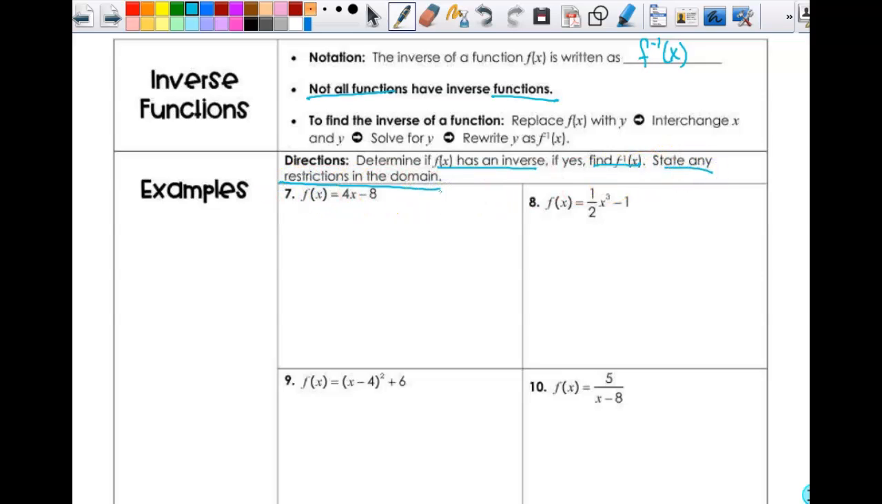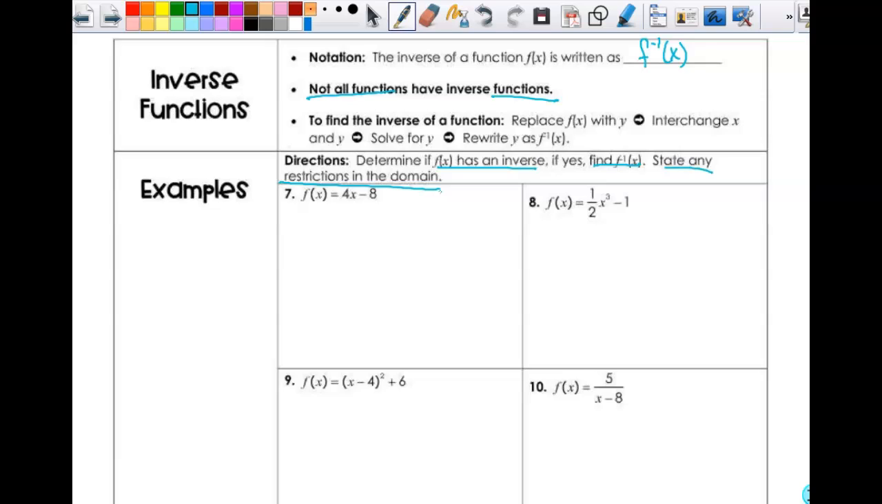Okay, so let's talk about domain and range. If x and y switch places, then domain and range also switch places. Does that make sense? Why? Because x is domain and y is range. So for my original function, I want to think about the range of the original function, and that will tell me about the domain of my answer.